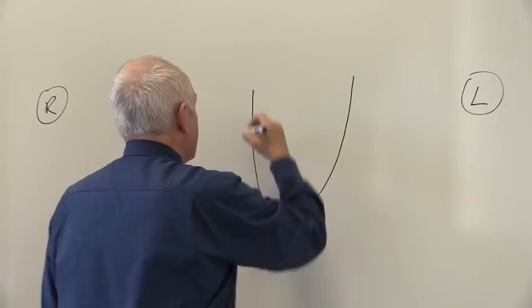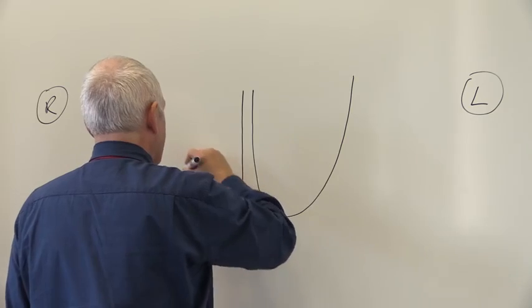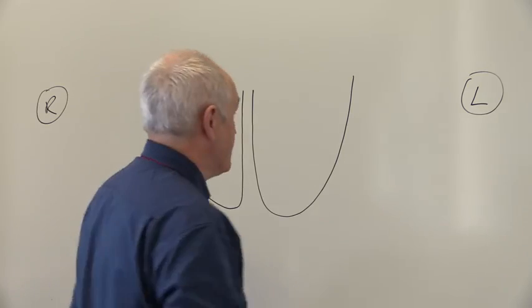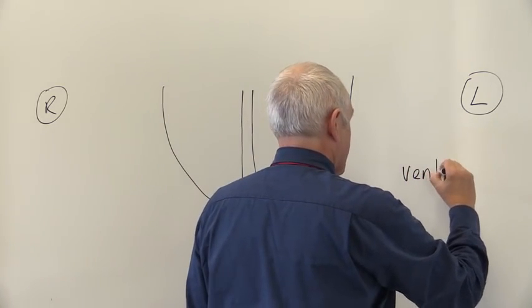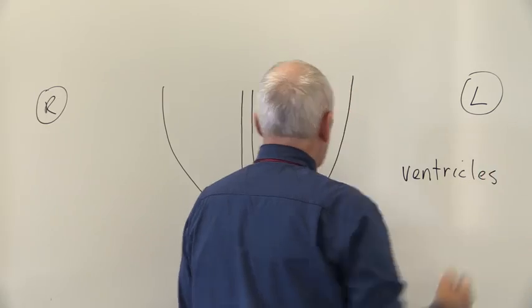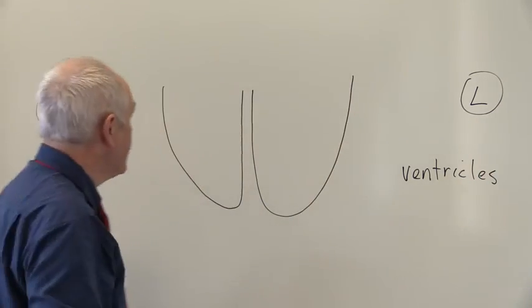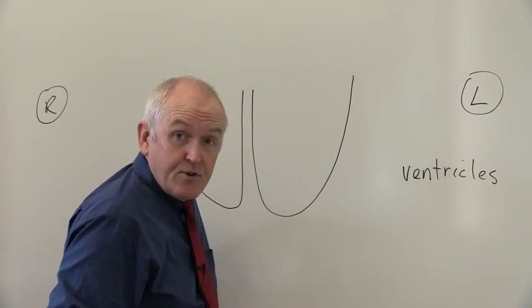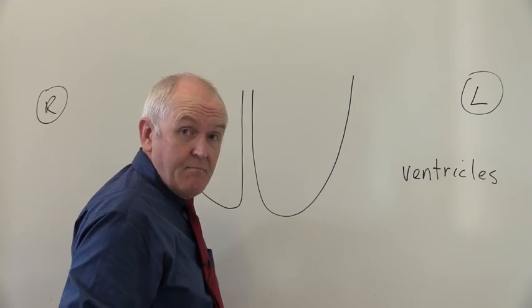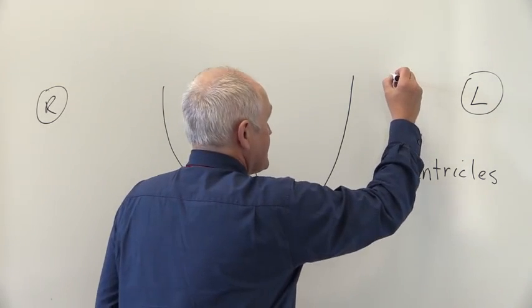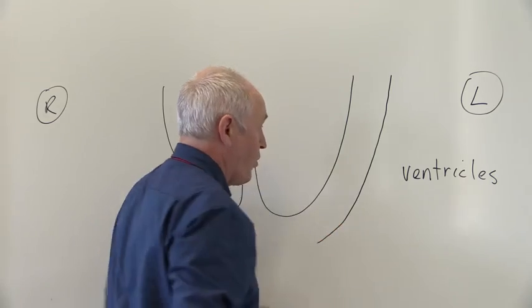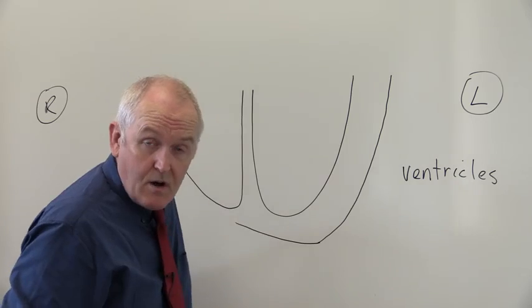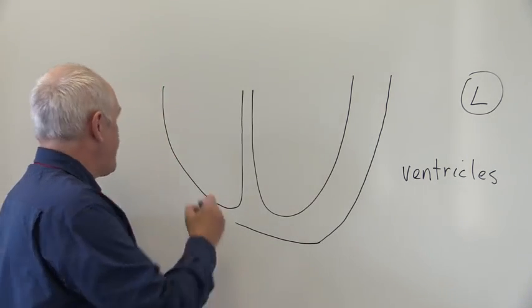So here we see the main bottom chambers in the heart. And these bottom chambers are called the ventricles. So we have a left ventricle on this side and a right ventricle on the other side. And the left ventricle particularly has a thick muscular wall. So here we see the thick muscular wall of the left ventricle. And of course the right ventricle also has a muscular wall, but it's much thinner.